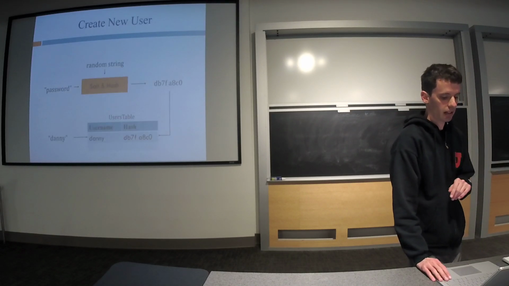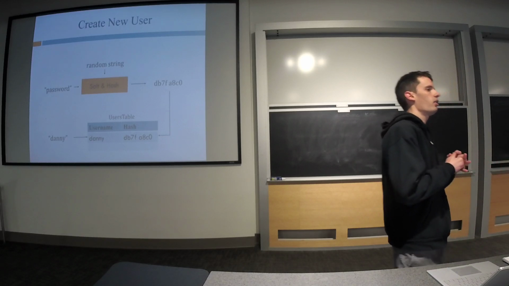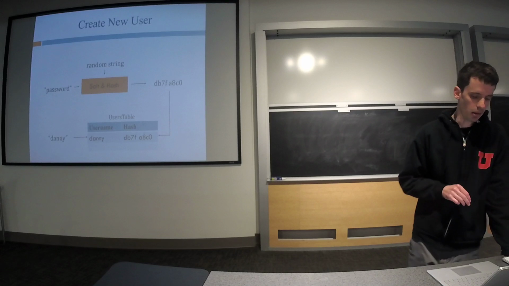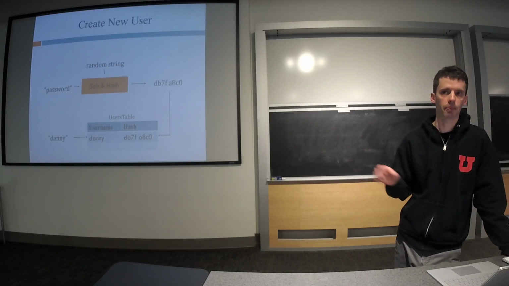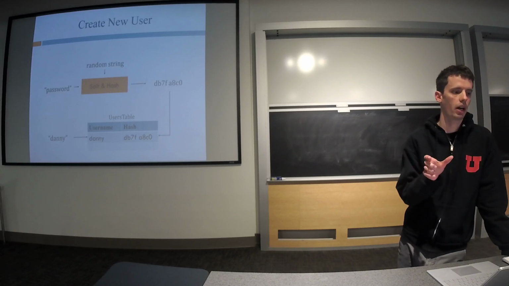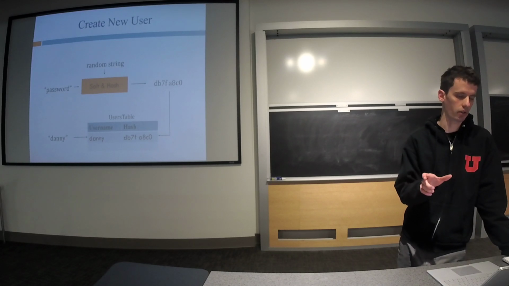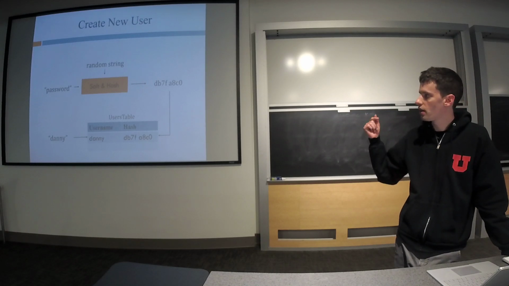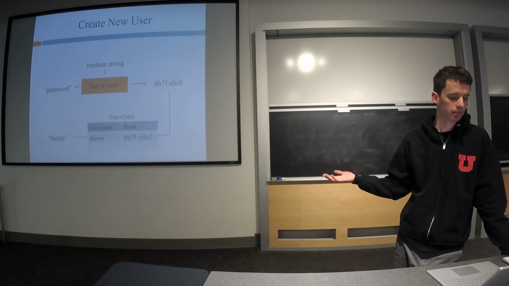I'll get to you in a second. So let's look at how does this work now, and how do we log in? So this is the creating an account part. We start with a function that now does the hashing and salting, so it has two inputs, your password and a random string. It produces a hash, and you save that in the table.